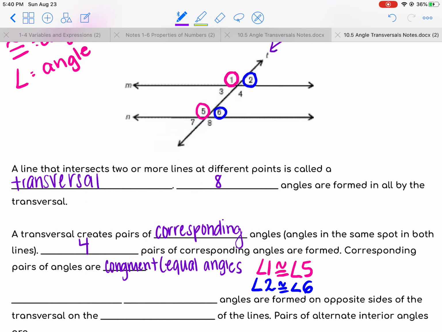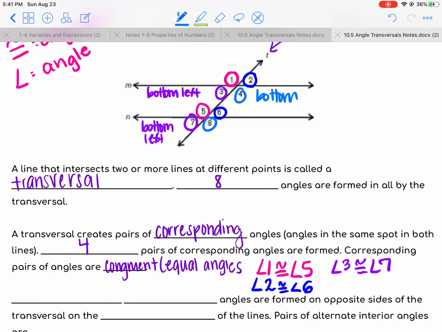Next, we have angle 3. It is now on the bottom of line M and on the left. So you want to find the angle that's on the bottom of line N. So it could be 7 or 8, and it has to be on the left. So bottom left ends up being angle 7. So we can say angle 3 is congruent to angle 7. And that only leaves our angles 4 and 8, which are on your bottom right. Those angles are also corresponding. So angle 4 is congruent to angle 8.